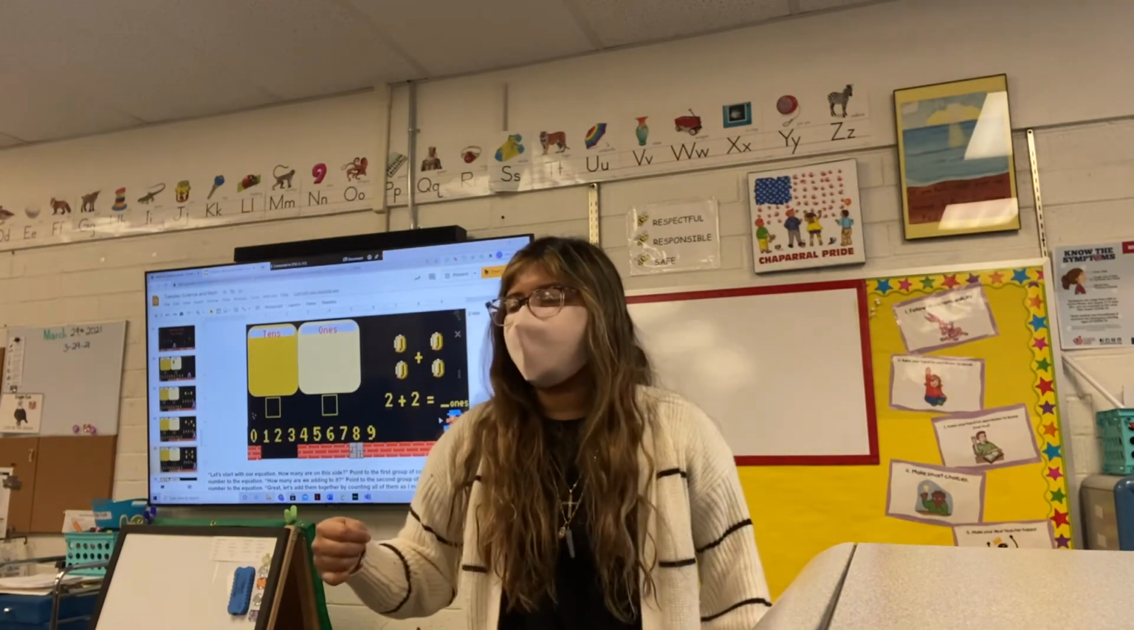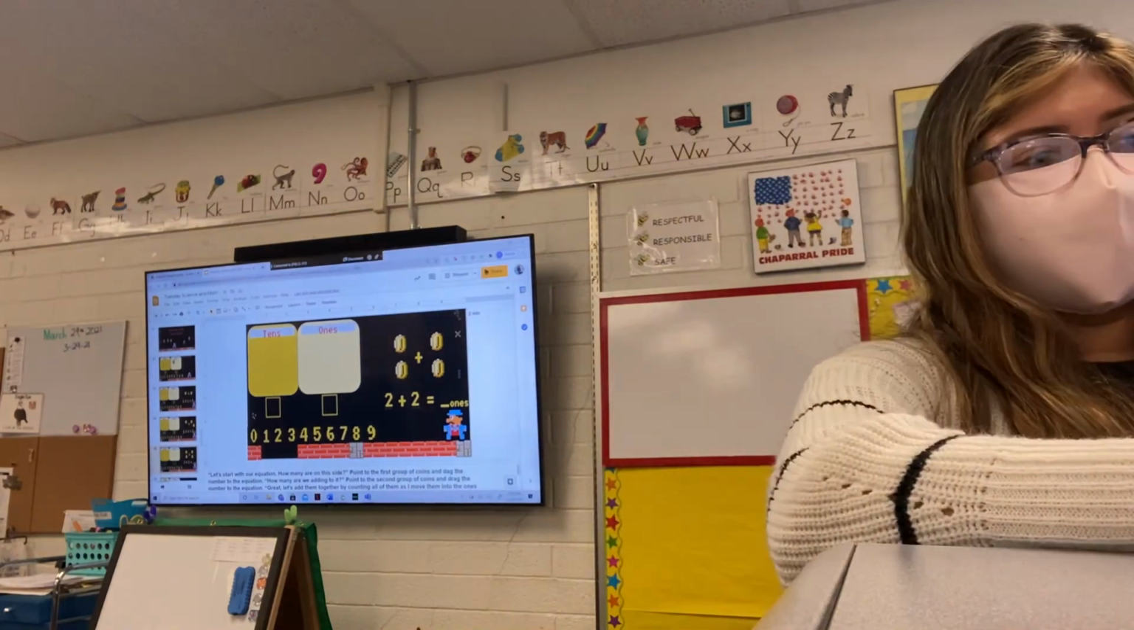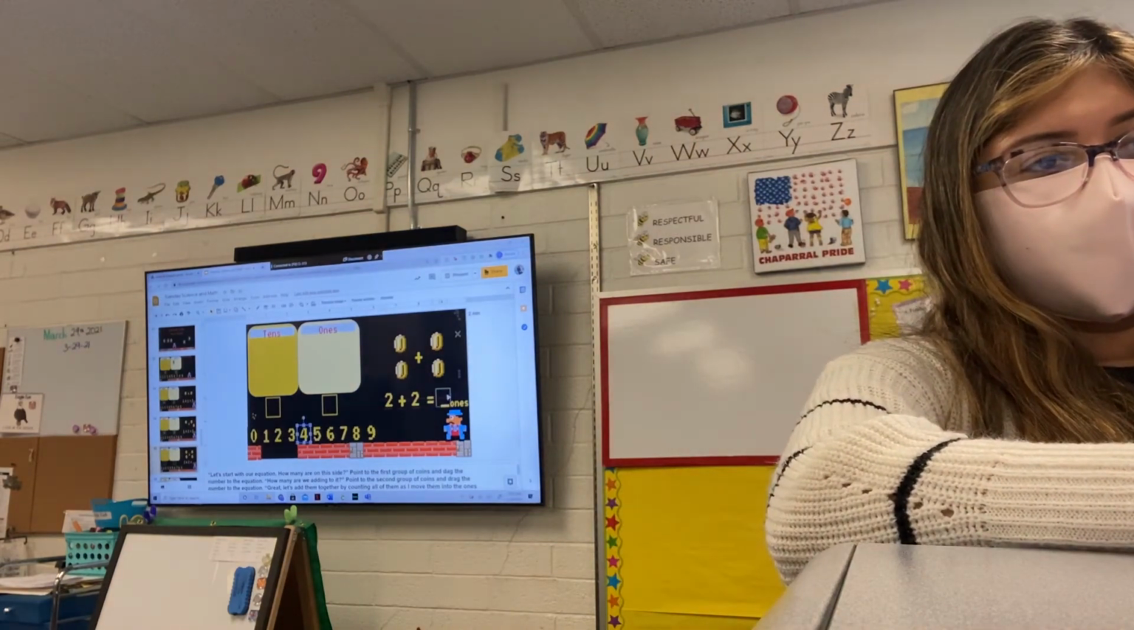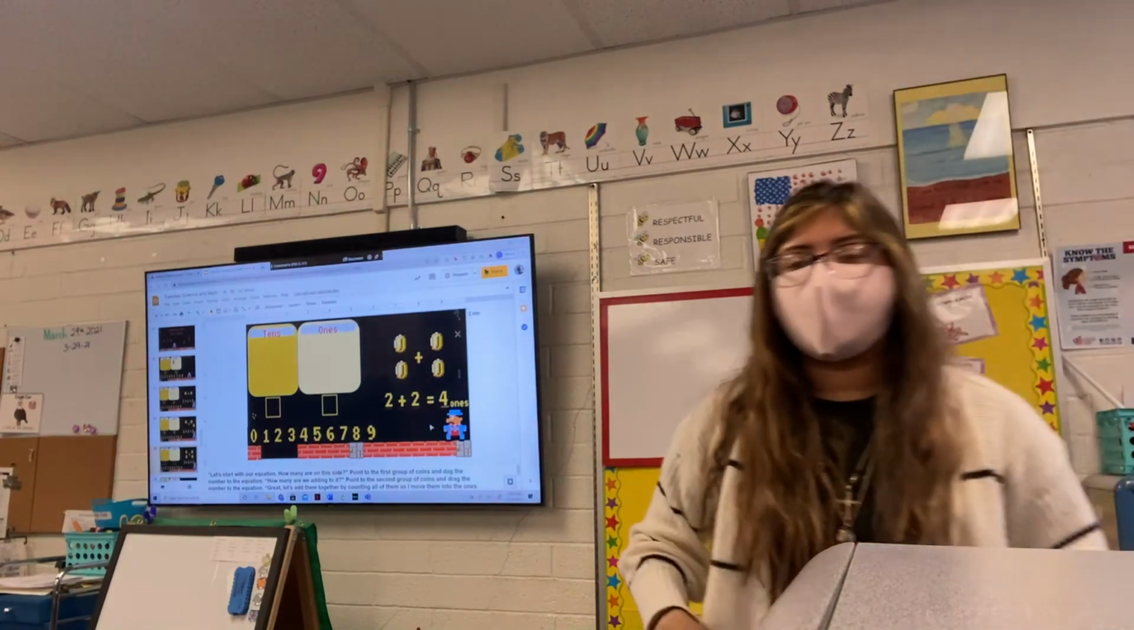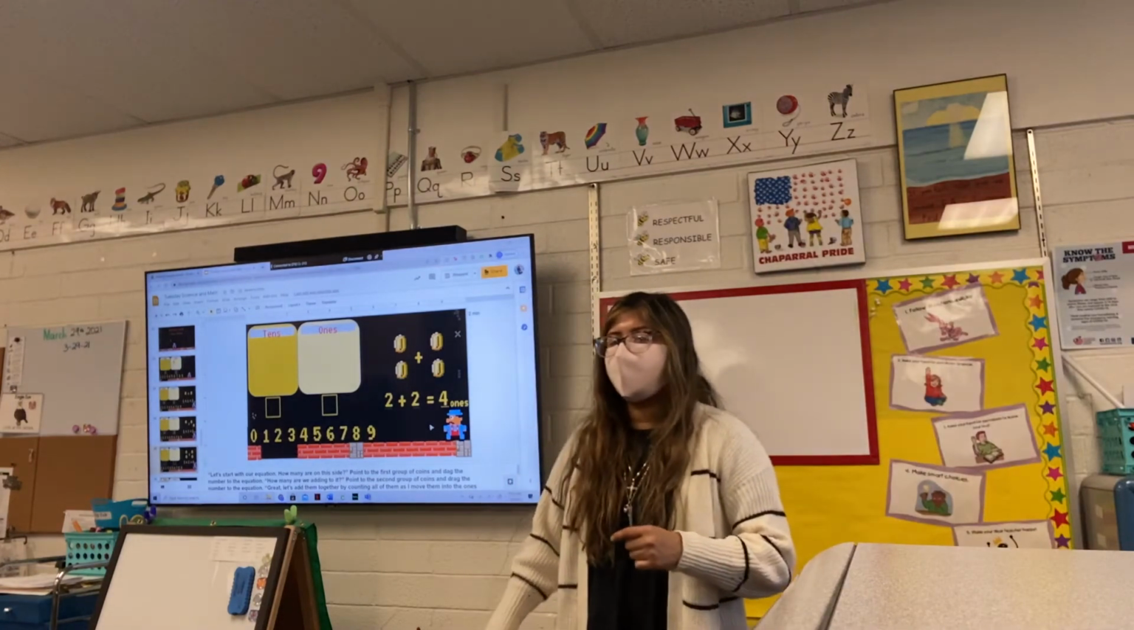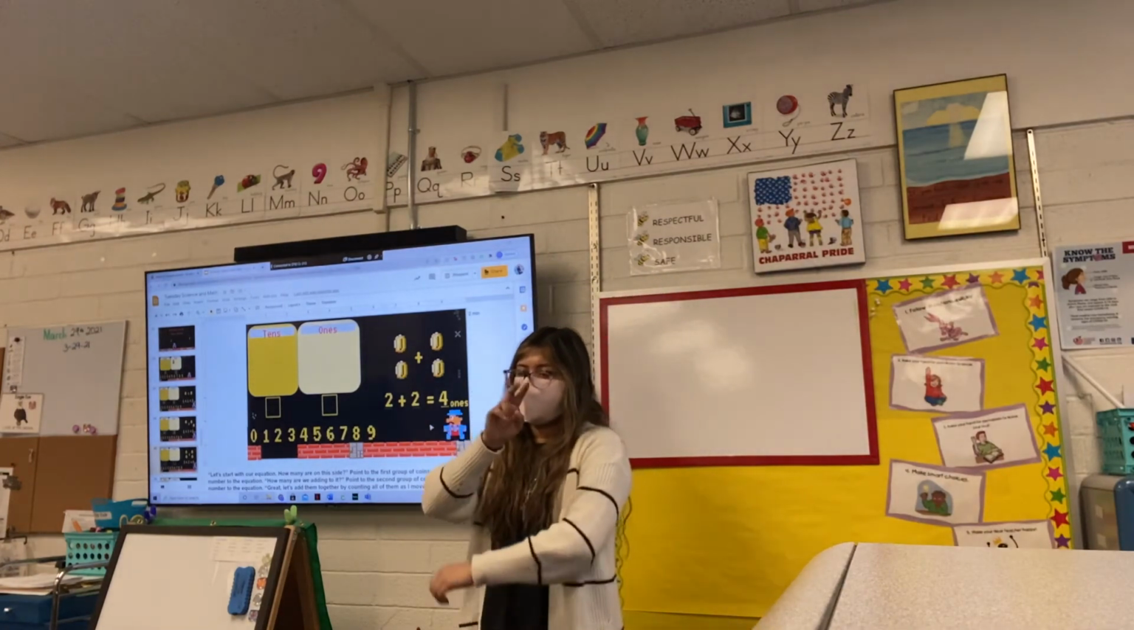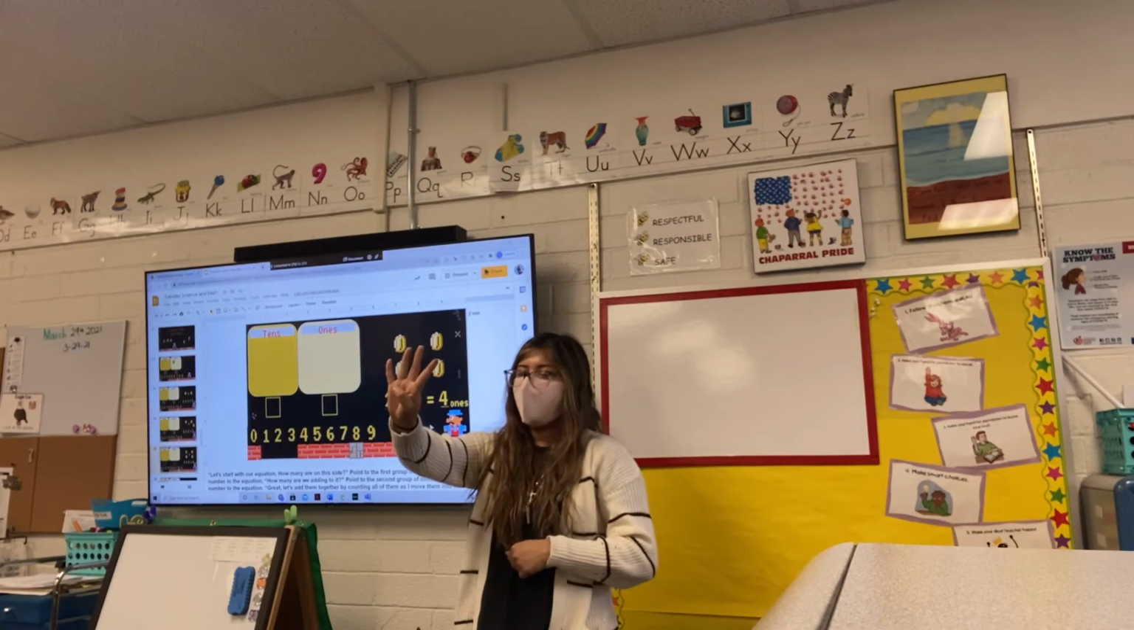So your equation should look like this. Keep it on the end of your mark. Put it on the end. There we go. 2 plus 2. 2 plus 2 equals 4.